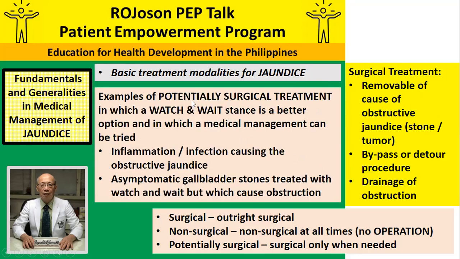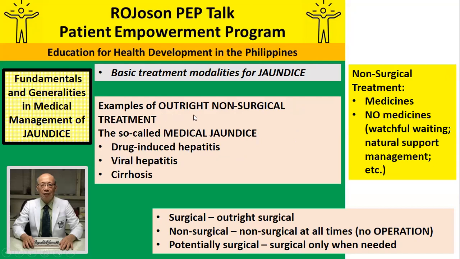Now, examples of potentially surgical treatment, in which a watch and wait stance is a better option and in which medical management can be tried. For example, you have inflammation and infection causing obstructive jaundice. Sometimes inflammation can cause obstructive jaundice, but once the infection subsides, there will be no obstruction anymore. Asymptomatic gallbladder stones are treated with watch and wait, but can cause obstruction in the future. These are examples of potentially surgical treatment.